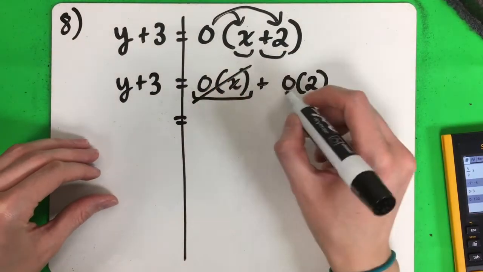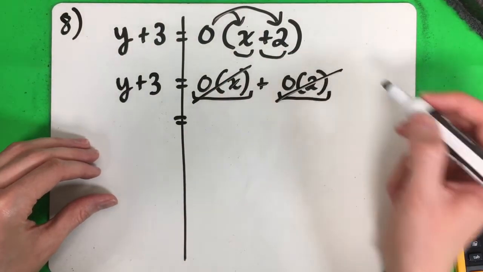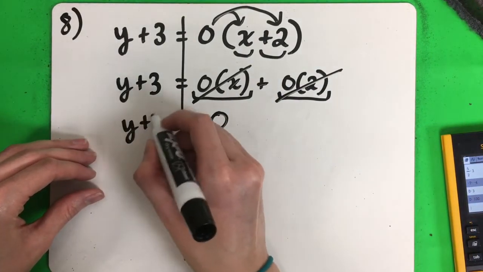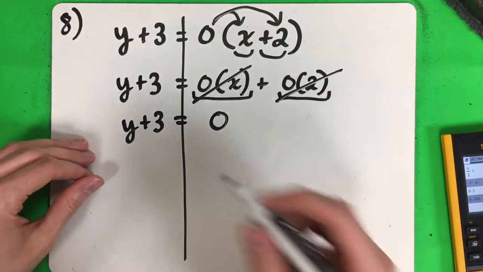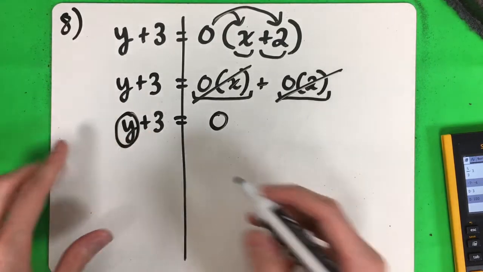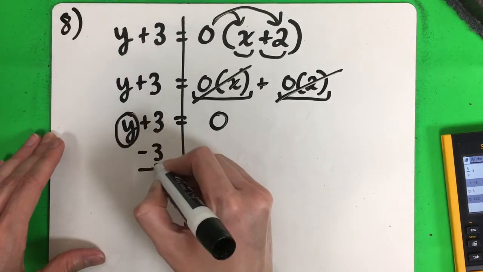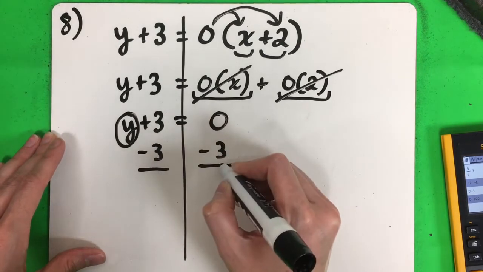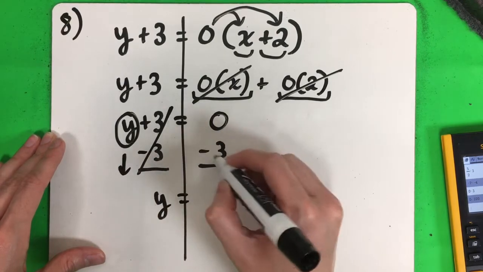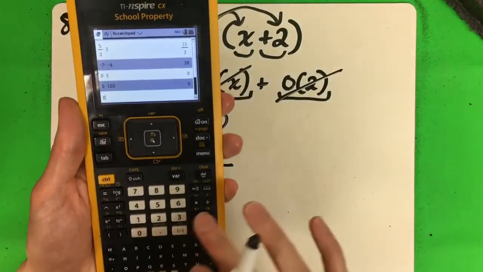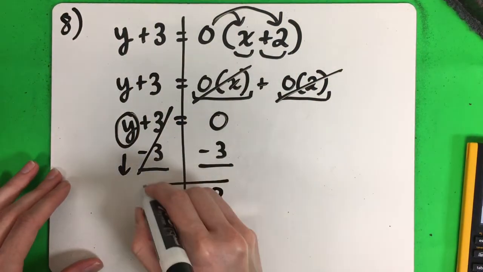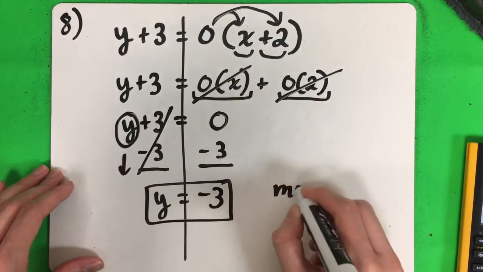So basically it cancels. 0 times 2 is 0, cancels. So basically it's 0, and you have y plus 3. I want y alone. 3 is with y. This is positive 3. The opposite is minus 3. So minus 3, minus 3. This cancels. y equals 0 minus 3, which is negative 3. Negative 3. This is it.